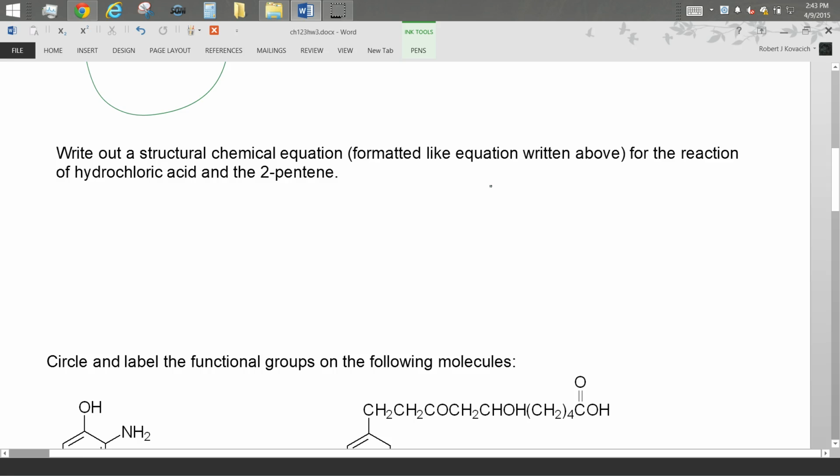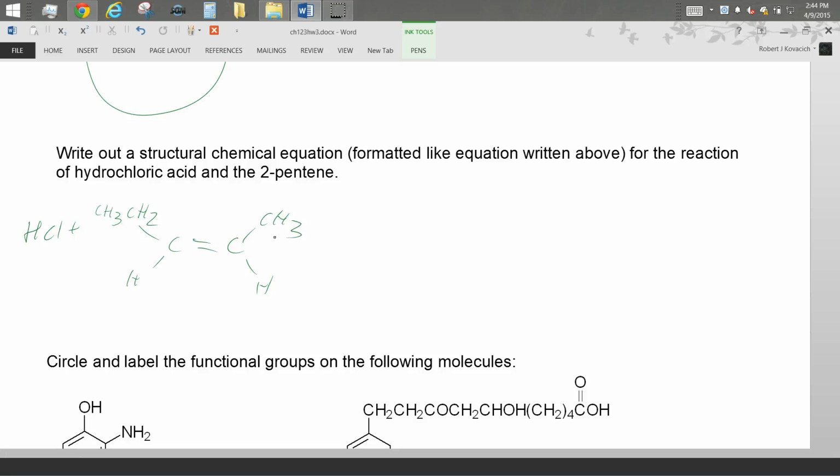Okay, so write the structural chemical equation, formatted like the equation above, for the reaction of hydrochloric acid with 2-pentene. So I've got hydrochloric acid, and I've got 2-pentene, so I'll do a CH3, a CH2, a CH, I'll do a C with an H and a double bond, and a C with an H and a CH3. Yeah, there should be a cis or trans associated with that. It doesn't actually matter with this particular chemical reaction. You're going to get the same product no matter what.